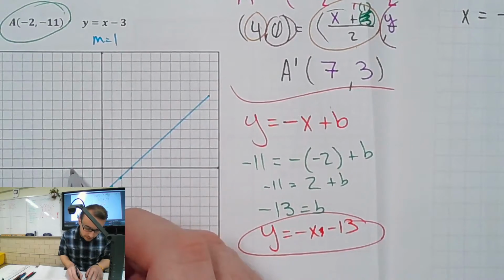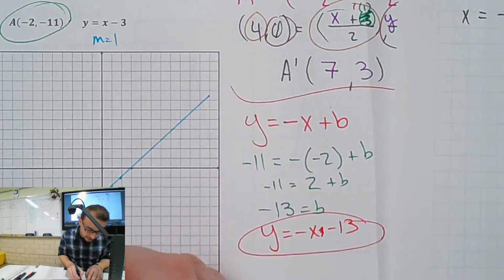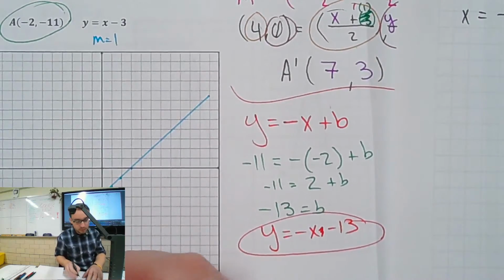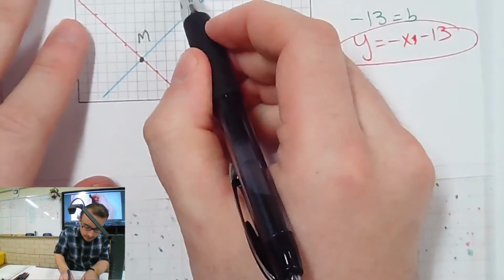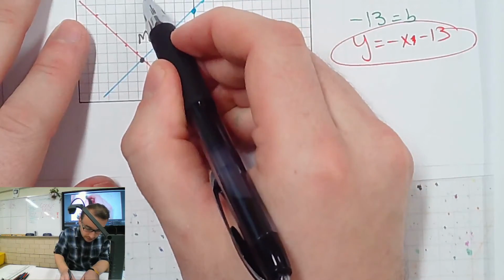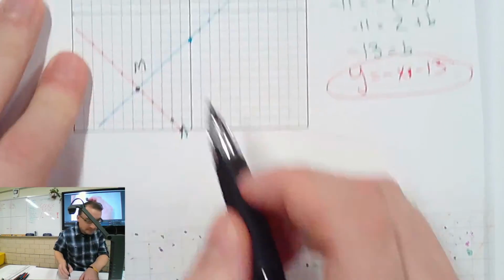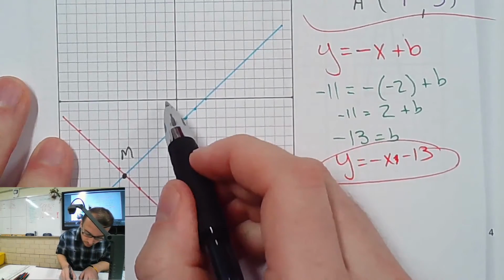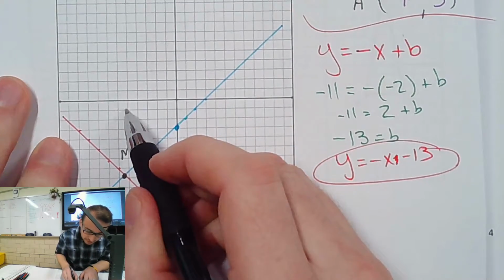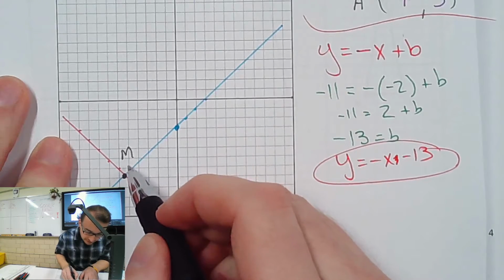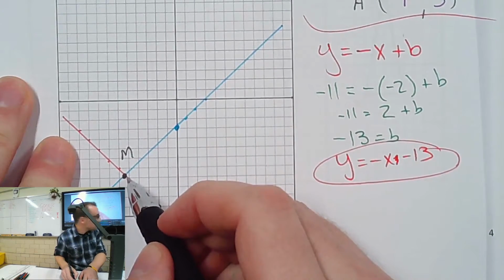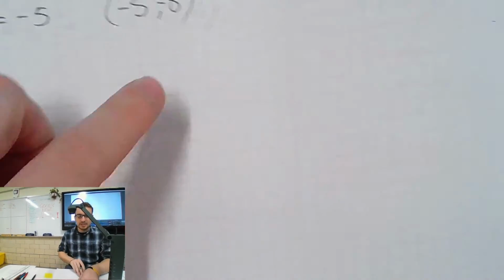1, 2, 3, 4, 5. Down 8. 1, 2, 3, 4, 5, 6, 7, 8. Okay, so yeah, I just drew my line really poorly. Oh, no, you can't see. 1, 2, 3, 4, 5. There you go. That's 1, 2, 3, 4, 5, 6, 7, 8. So I just drew my line really poorly, right? That's all. It was a nice number.